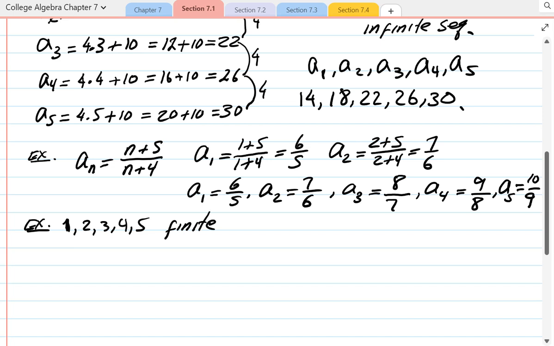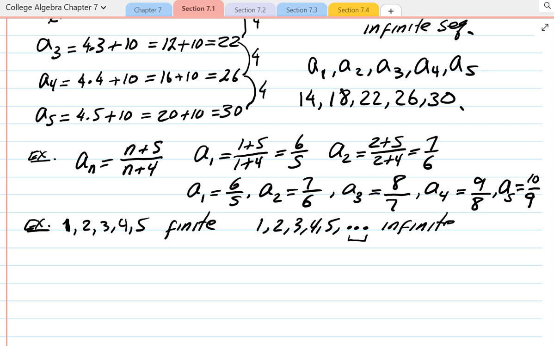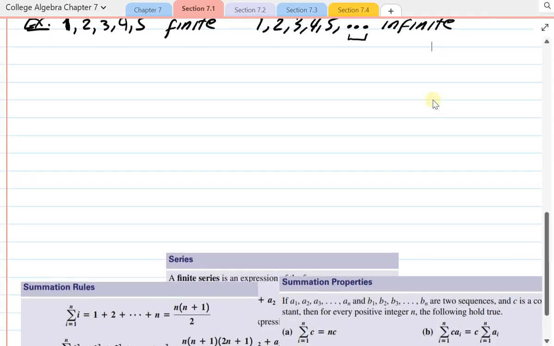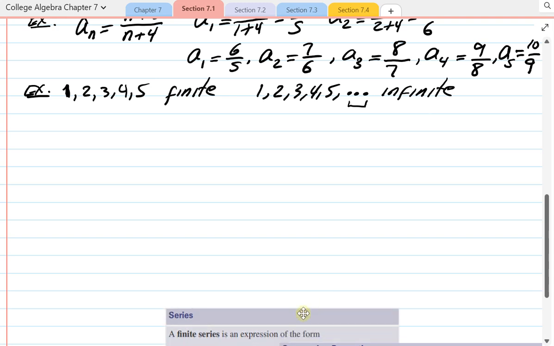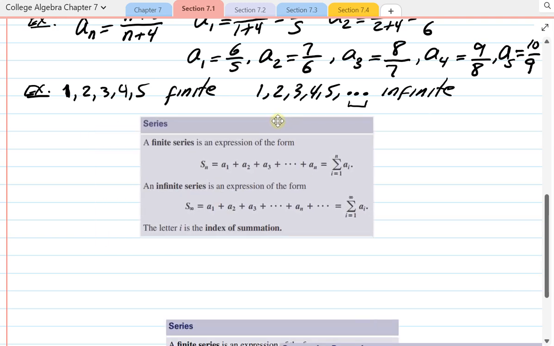Okay. And now the same sequence, suppose it was 1, 2, 3, 4, 5, comma, dot, dot, dot. Again, that means this goes on forever. So this would now be an infinite sequence. Okay, so pretty straightforward. Now, let's talk about a series here. Okay, so I'm just going to grab this right in here. Let me bring this up. And here is the series now.